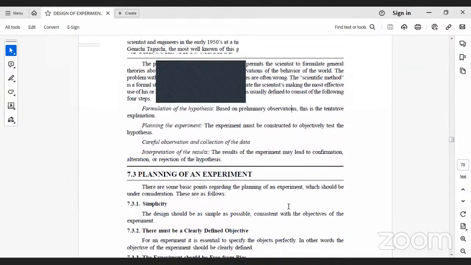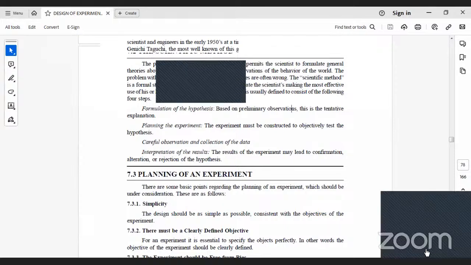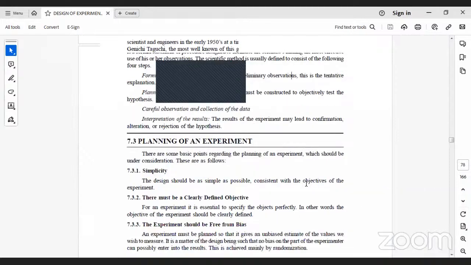What is the planning of an experiment? They will ask in the examination: what is the planning of an experiment? There are some basic points regarding the planning of an experiment which should be under consideration. What is the condition? Simplicity. The design should be as simple as possible, consistent with the objectives of the experiment.